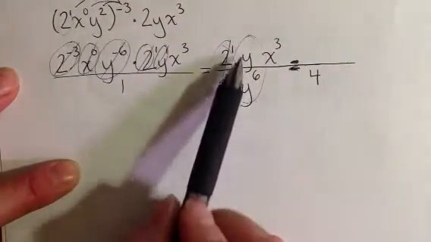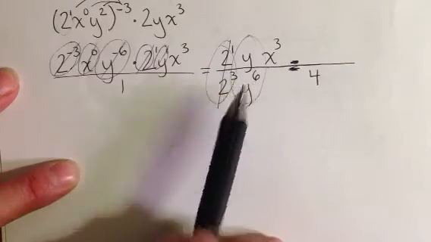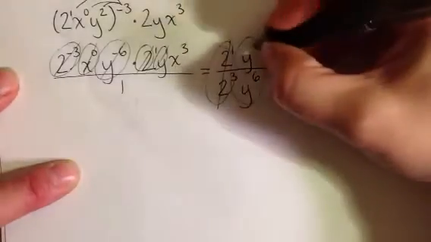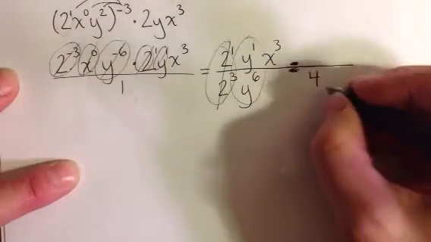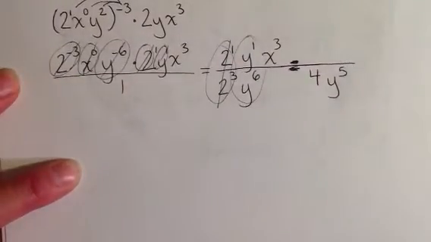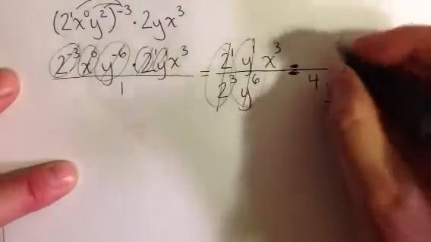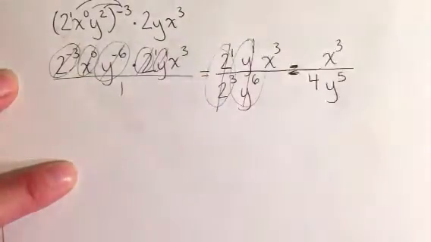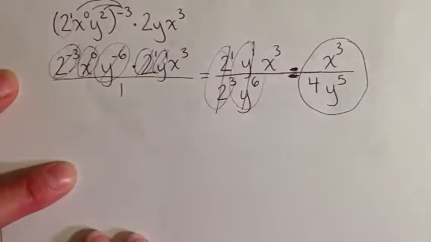Alright, I have y's in the numerator and the denominator, so I'm going to simplify that. Where do I have more y's? In the denominator. How many more? Well, remember, y is y to the first power. So I have 1 on top, 6 on bottom. I have 5 more on bottom in the denominator. Okay, the y's are done. I only had one thing with x in it. It stays up top, x to the third power. So that's my final answer.